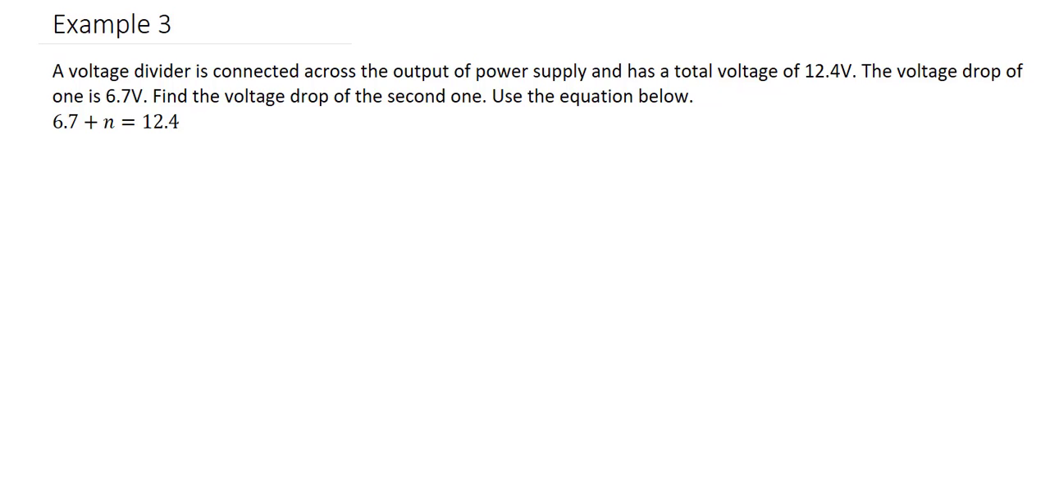So example 3, a voltage divider is connected across the output of a power supply and has a total voltage of 12.4 volts. The voltage drop of one is 6.7 volts. Find the voltage drop of the second one. So we're going to use the equation below. So we have 6.7 plus n is equal to 12.4. So now we just have decimal numbers, but everything stays the same on how we solve.